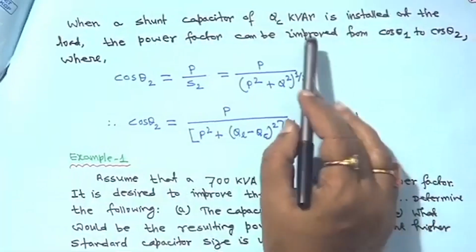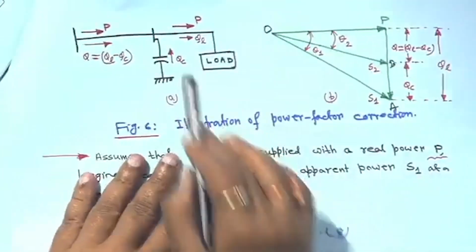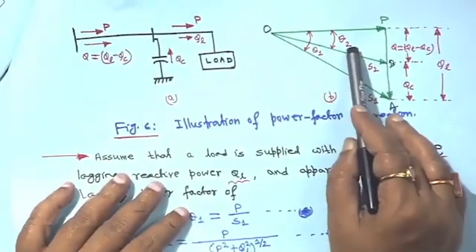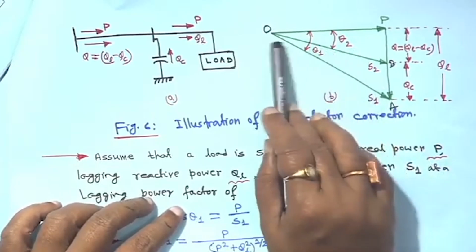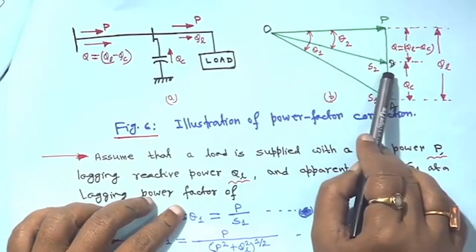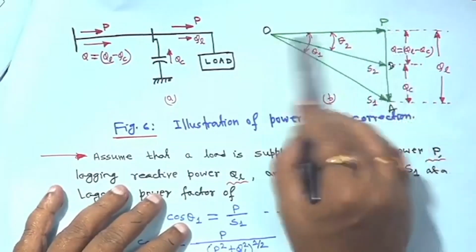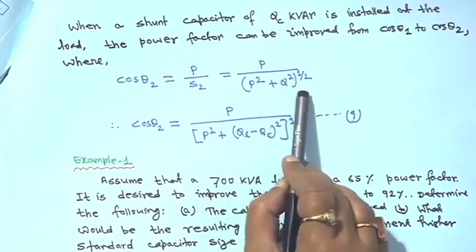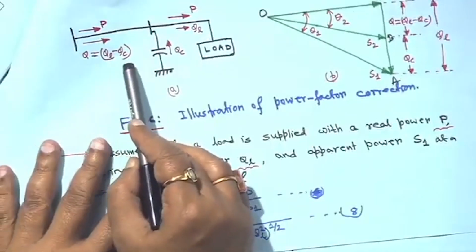Now, when a shunt capacitor, suppose QC kilowatt, is installed at the load, the power factor can be improved from cos theta 1 to cos theta 2, because the angle is getting decreased. So cos theta will increase. In that case cos theta 2 will be OP upon OB, that means P upon S2, where OP is P and OB is S2. So basically it is P upon (P squared plus Q squared) to the power half, where Q is equal to QL minus QC, this much is drawn from the source.